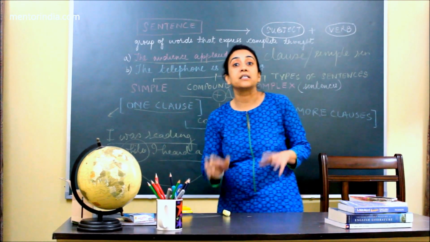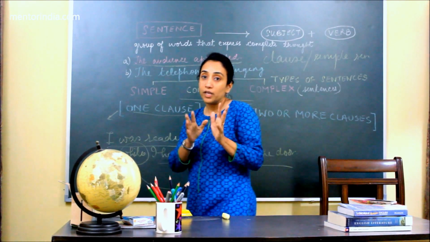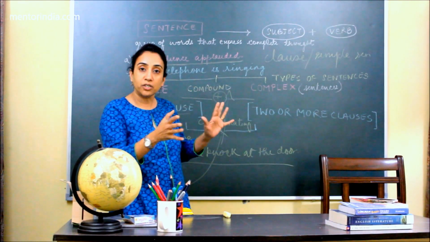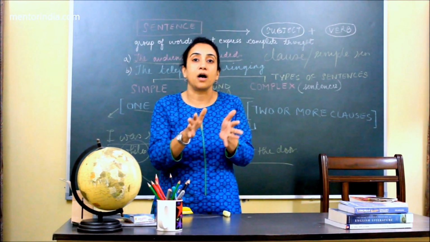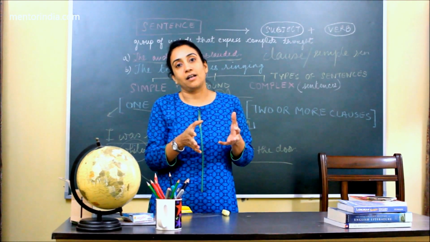And if you want to make it complex, how do we do that? We need to make certain changes, by which there is one principal clause without which the subordinate clause should not make sense. We will look at complex sentences in our next class. Thank you.